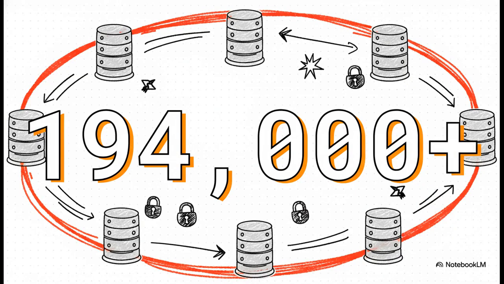And to really get why this is so urgent, you have to look at the numbers. Right now, we're seeing upwards of 194,000 MongoDB instances just sitting out there, wide open on the public internet. And here's the kicker. Because MongoBleed requires zero authentication, every single one of those is a potential victim. This is not some theoretical problem. It's a massive exposed attack surface waiting to be hit.